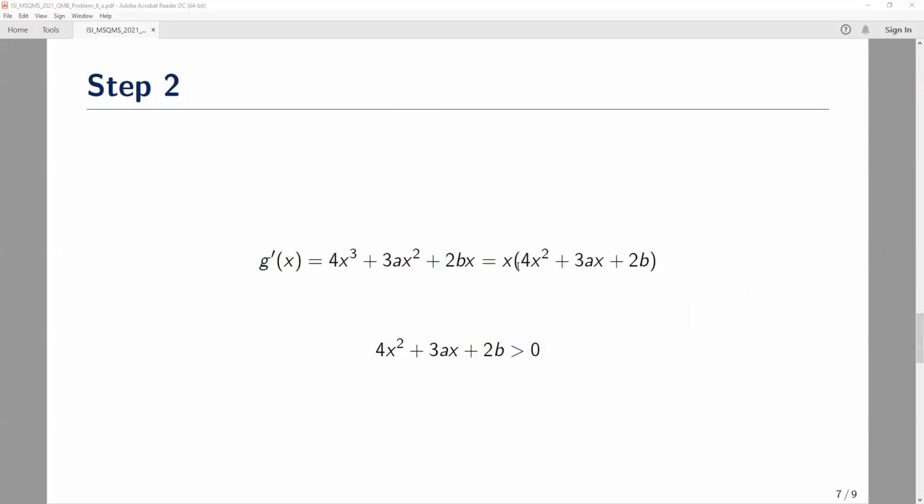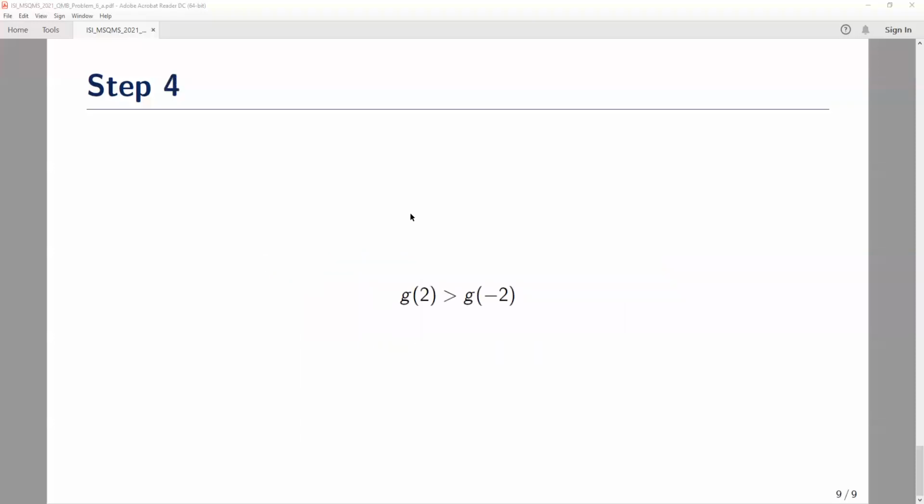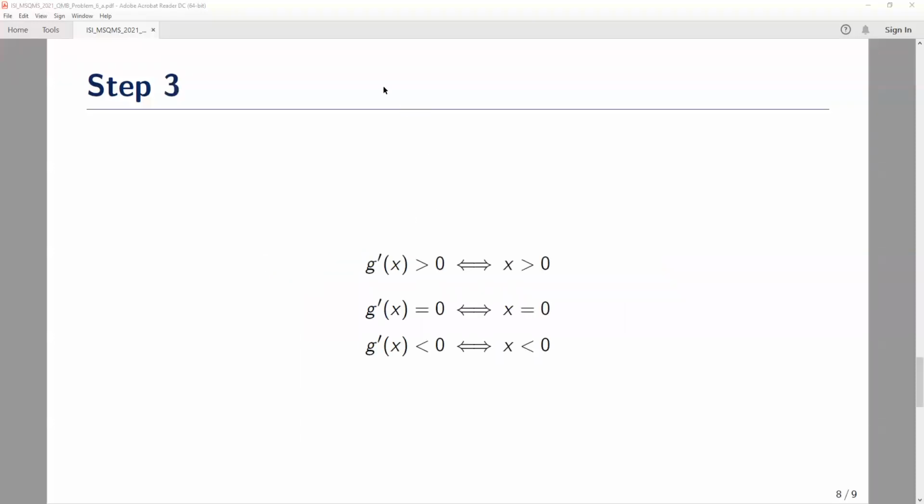So observe that, since this is positive, g dash of x is equal to x times some positive quantity, that polynomial. So the sign of g dash of x is the same as the sign of x. That means if x is greater than 0, then g dash of x is greater than 0. If x is equal to 0, then g dash of x is equal to 0, and if x is less than 0, g dash of x is less than 0.